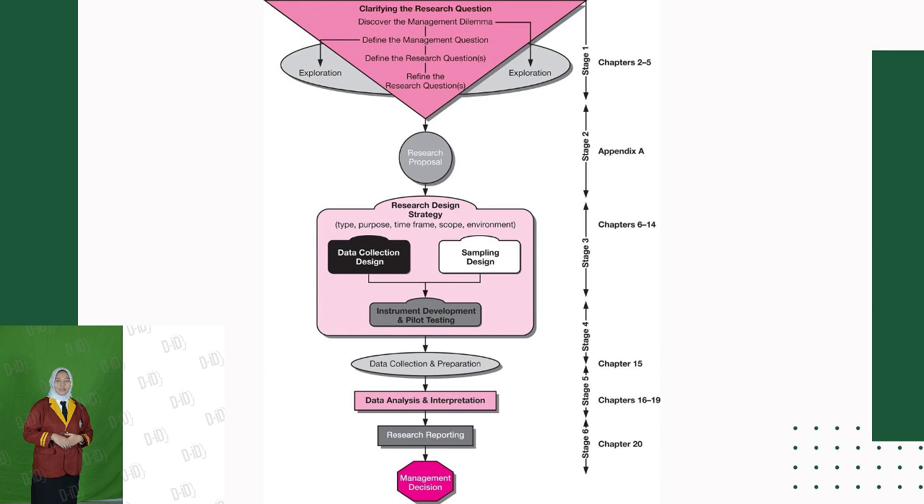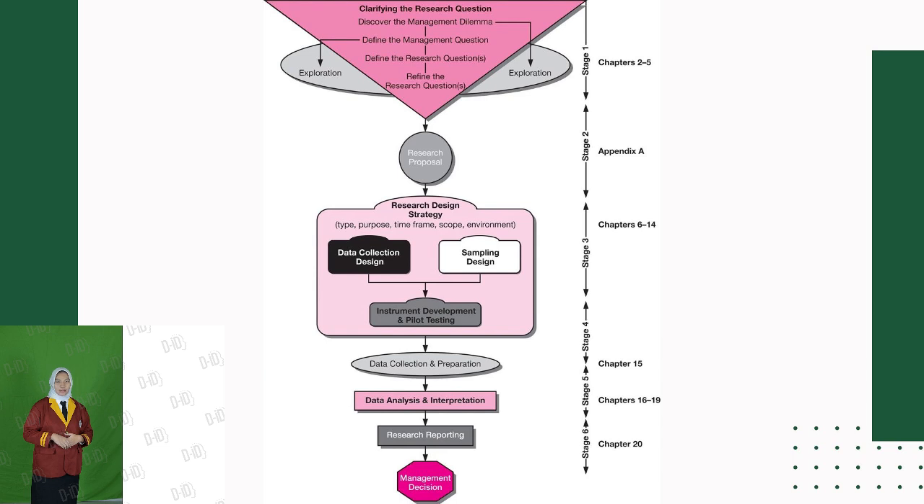Sampling design: determine who will be the respondents. Is it all customers, employees in a certain section, or only customers with a certain purchase history? After that, researchers develop research instruments, such as questionnaires or interview guides. These tools are then tested on a small scale in the instrument trial stage, to ensure that the measuring instrument is valid and reliable.